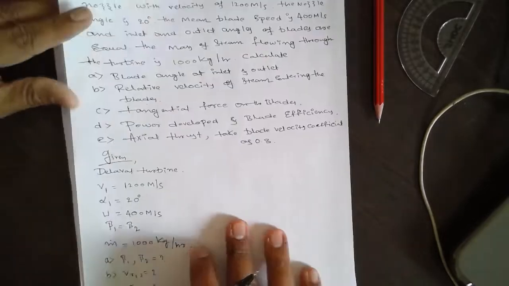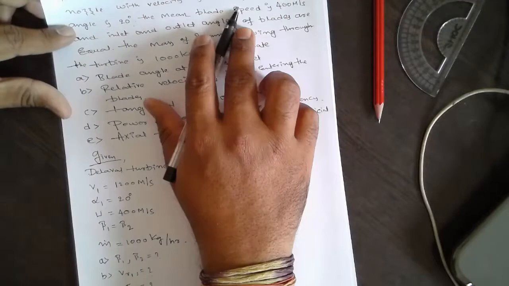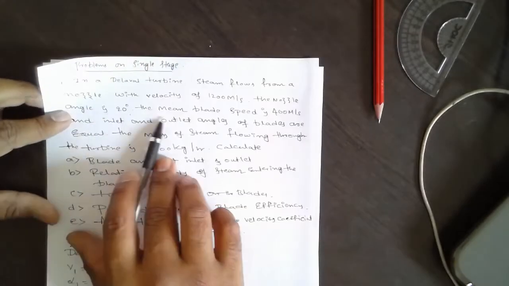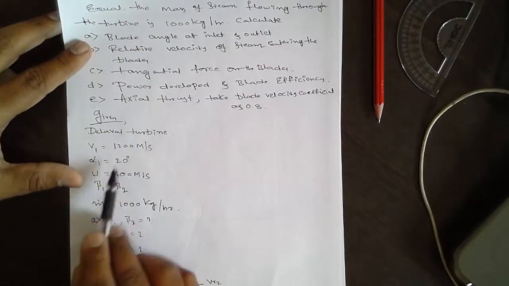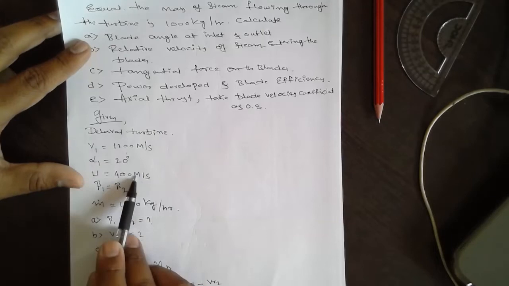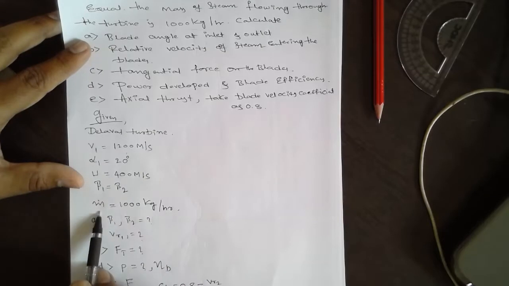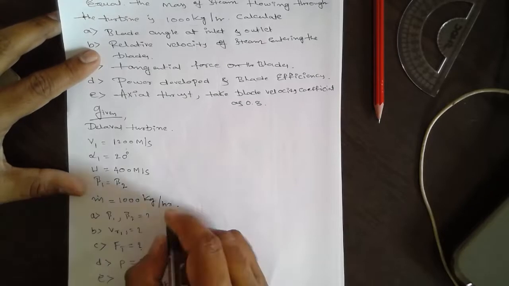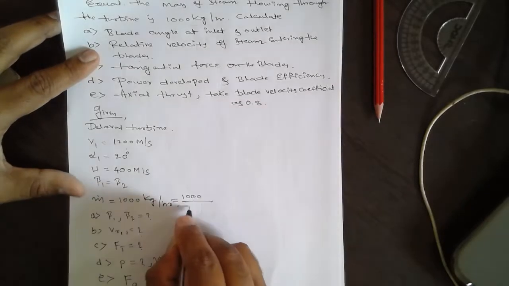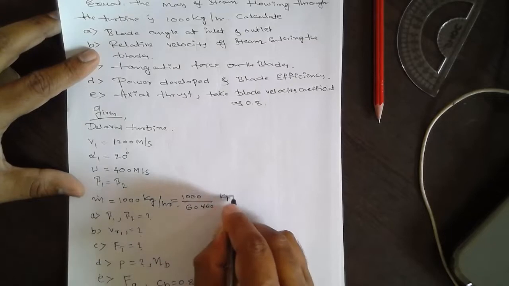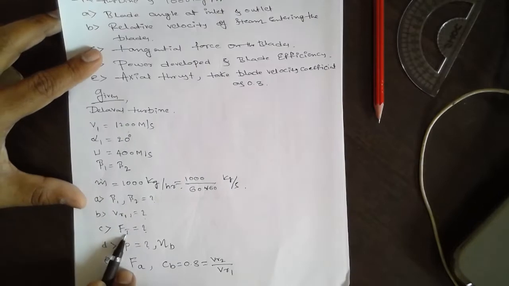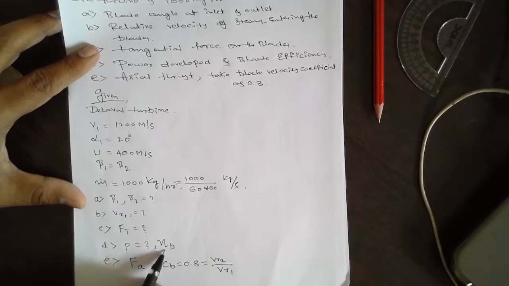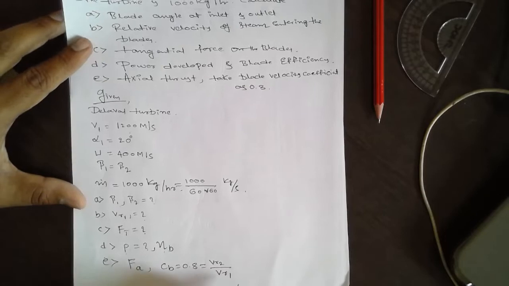In the Delaval type of turbine, the steam flows from a nozzle with a velocity of 1200 meter per second. The nozzle angle is 20 degrees. The mean blade speed is 400 meter per second, meaning V1 is 1200 meter per second, alpha 1 is 20 degrees, and u equals 400 meter per second. The blade angle beta 1 equals beta 2. The mass is 1000 kg per hour, converted into kg per second as 1000 divided by 60 into 60. Find the blade angles at inlet and outlet, the relative velocity at inlet, the tangential force, the power, the blade efficiency, and the axial thrust. The CB value is given as 0.8, where CB means VR2 divided by VR1.